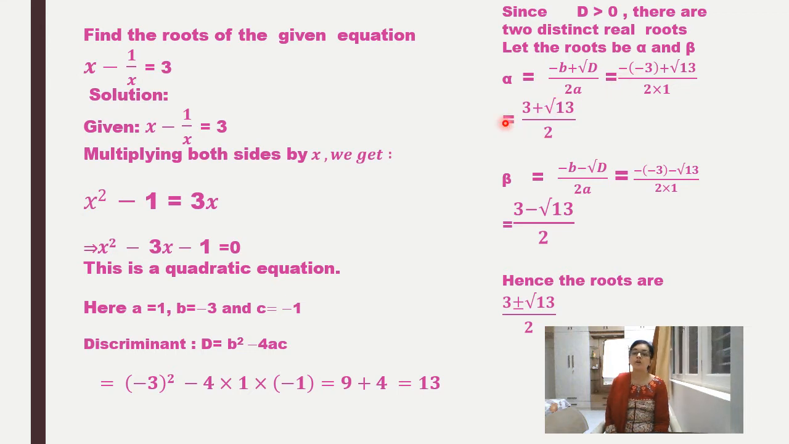And what will be the value of beta? Just guess without doing any calculations. If once you are getting 3 plus root 13 upon 2, then in beta what are you going to get? You have to just guess without any calculation. So simple. You are going to get 3 minus root 13 upon 2. Do the calculations. It's already shown on the screen. And then you find out the value as I told you. It will be 3 minus root 13 upon 2. Hence the roots are 3 plus or minus root 13 upon 2.